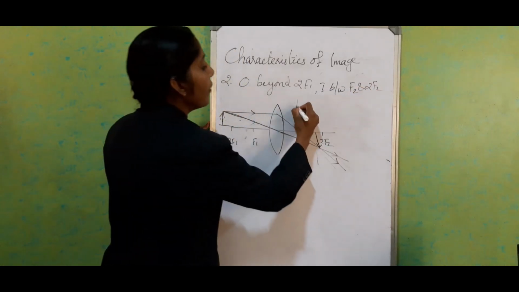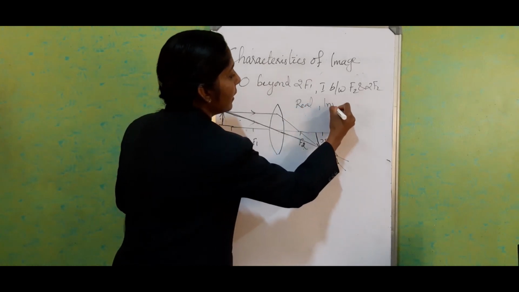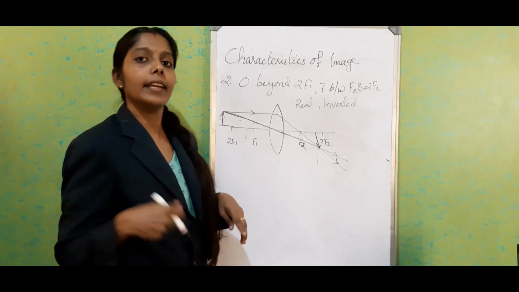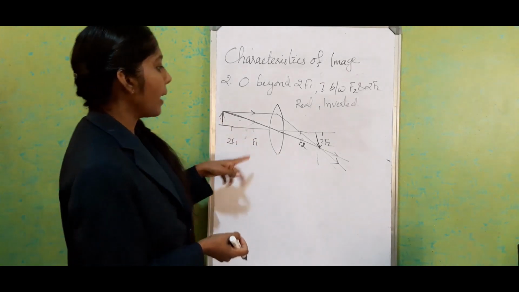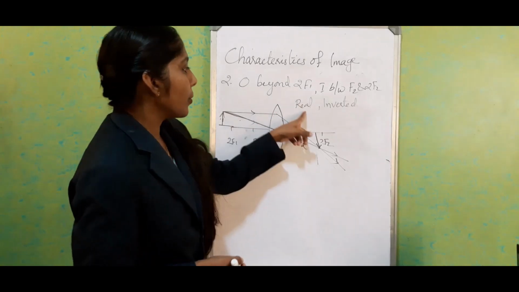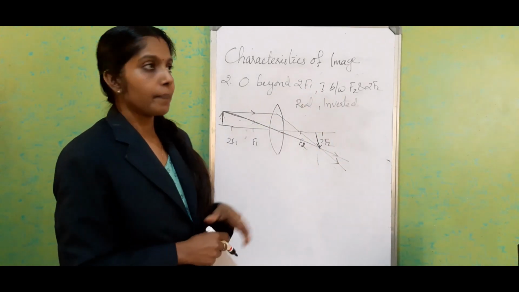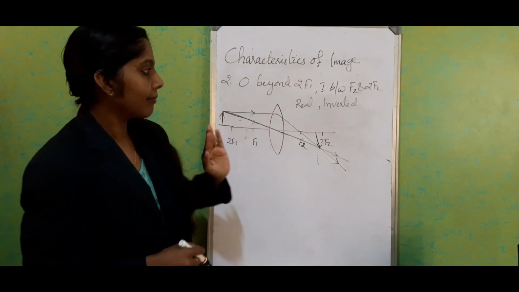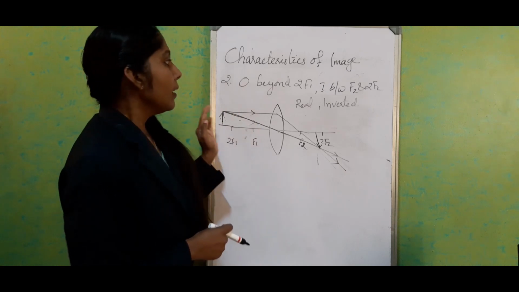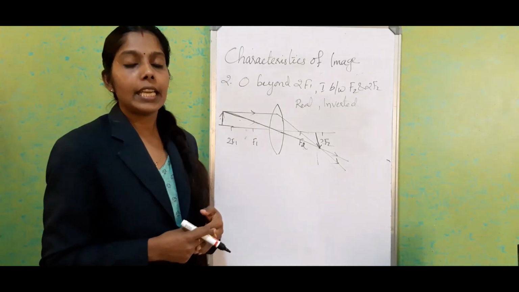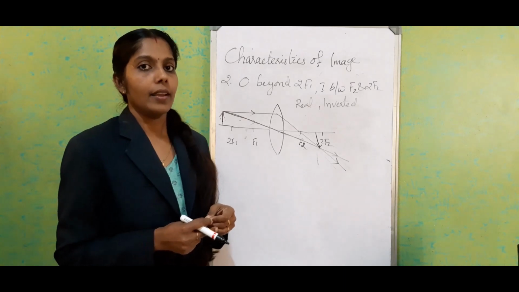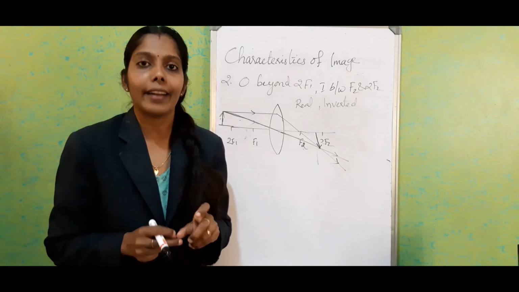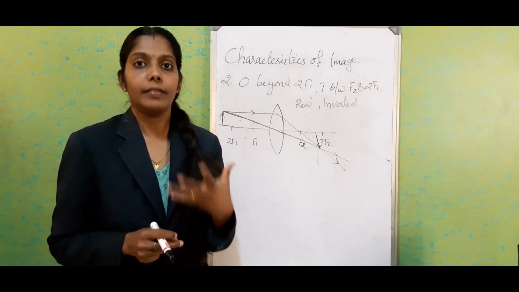It's also real in nature, inverted and small. Comparing with the first condition it is a little bit bigger, but still small in size. So real, inverted and small in size. The application of this condition of beyond 2F1 is in the camera lens. We use it in the camera lens to adjust the position and get the right focus when we take photos.